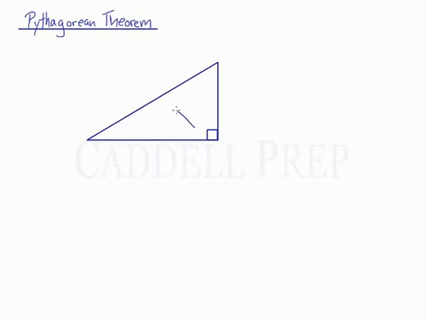This side that's opposite the right angle is the hypotenuse. I'm going to write HYP, that stands for hypotenuse. These other sides that aren't the hypotenuse are the legs. So this is a leg, and this is a leg.